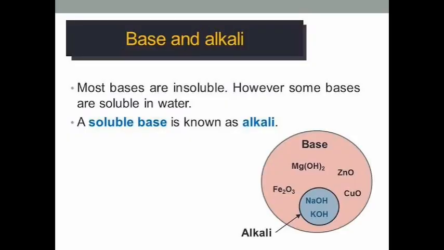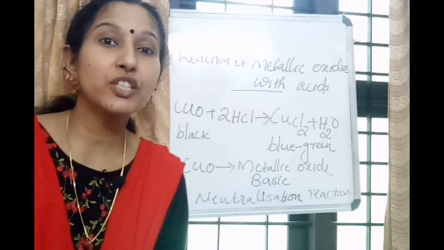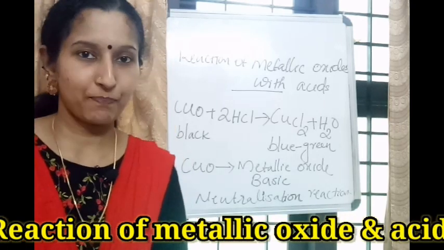Base and alkali. Most bases are insoluble. However, some bases are soluble in water. A soluble base is known as an alkali. Sodium hydroxide and potassium hydroxide are examples of alkali because they are soluble in water. The chemical reaction between an acid and an alkali or base is called neutralization. Acid plus alkali gives a salt plus water. That is a neutralization reaction. Now we can discuss the reaction of metallic oxides with acids.